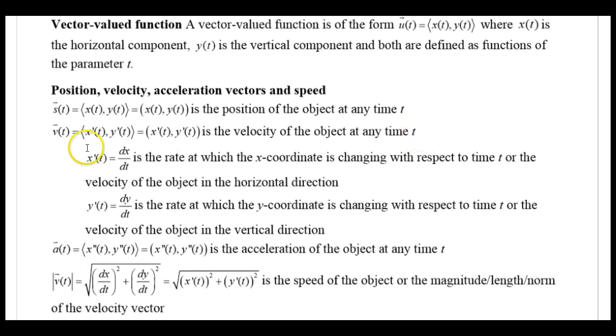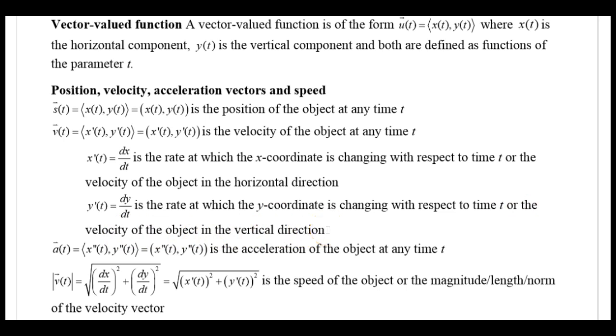We're going to break it down a little further. What does x prime of t mean? x prime of t, well, that's dx/dt. That's the rate at which the x-coordinate is changing with respect to time t, or it's the velocity of the object in the horizontal direction. And then y prime of t, well, that's dy/dt, that's the rate at which the y-coordinate is changing with respect to time t, or it's the velocity of the object in the vertical direction.